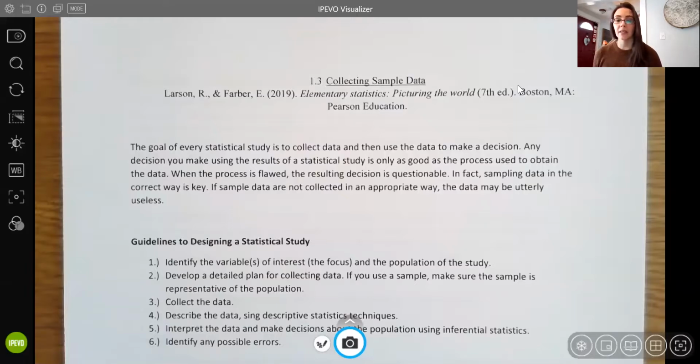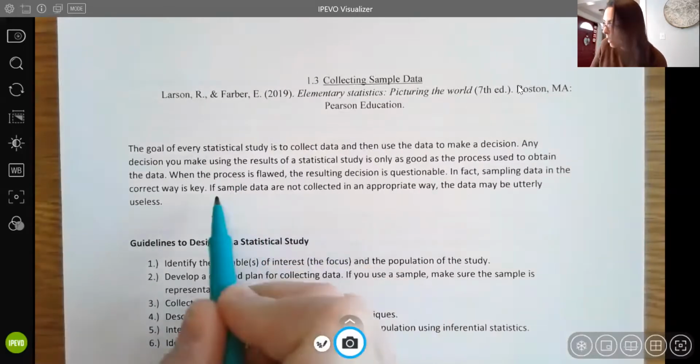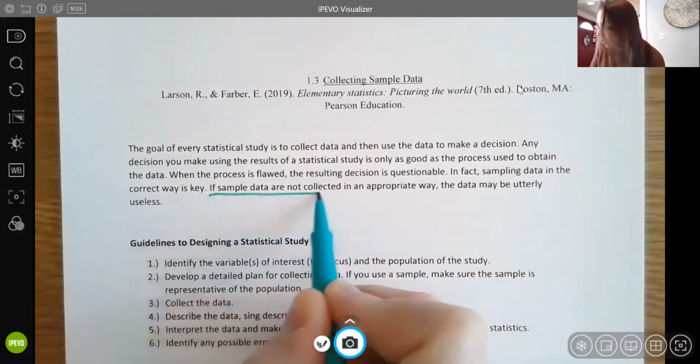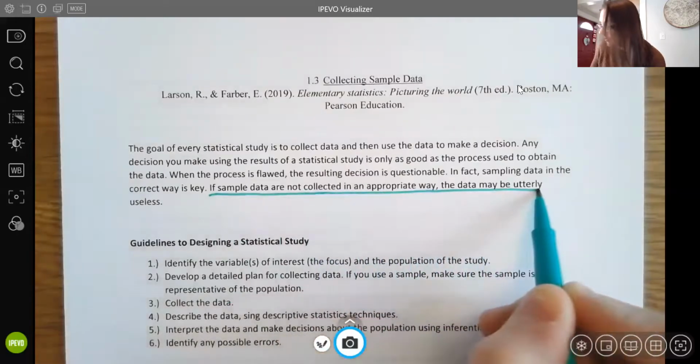And in fact, sampling data in the correct way is key. If the sample data is not collected in an appropriate way, the data may be utterly useless. And this is actually really important. And we'll talk about what's correct and what's not correct in this lecture.